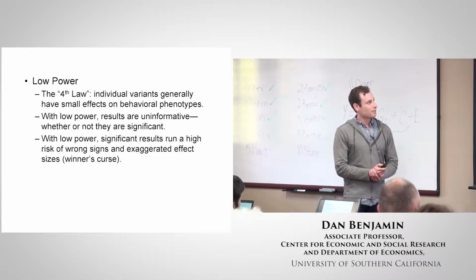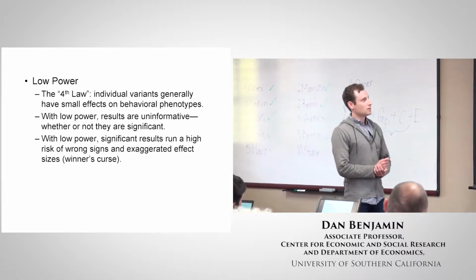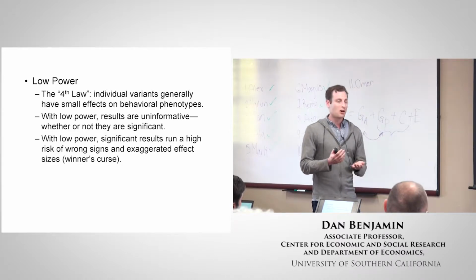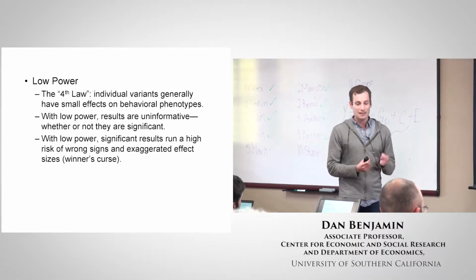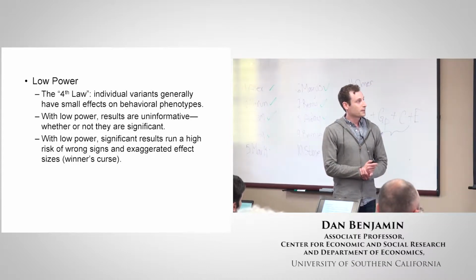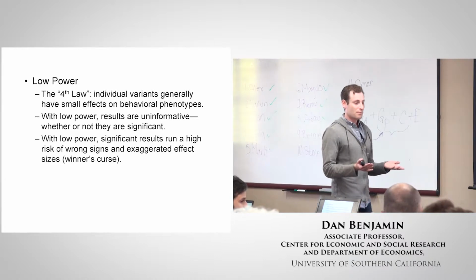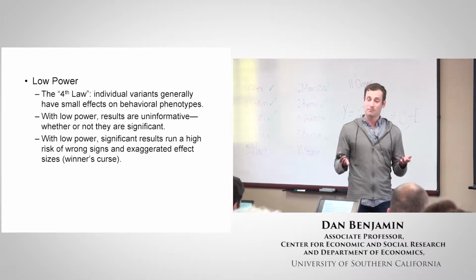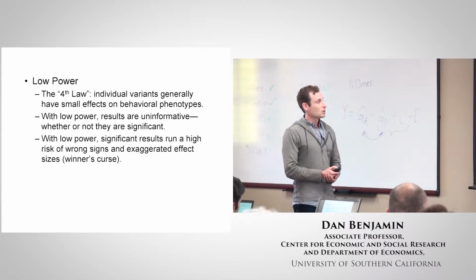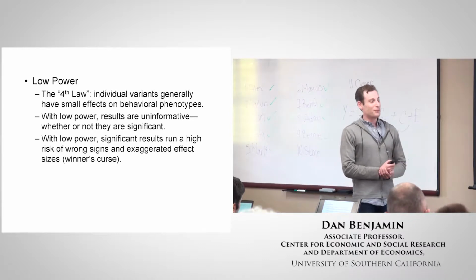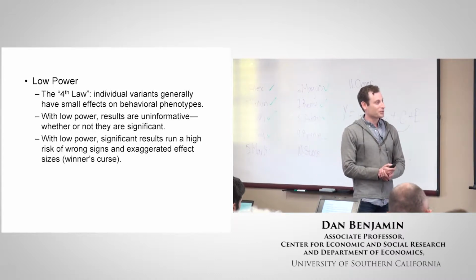And finally, low power, which in the context of finding individual SNPs comes ultimately from what we call the fourth law of behavior genetics, the fact that for most of these complex phenotypes that we're interested in, individual variants are going to each have very small effects. And the problem with low power is that it's not just that you're unlikely to find an association if it's really there, but also if you do find an association that's statistically significant, but you had low power, it doesn't tell you that there is an effect. So it really means that the results are uninformative no matter how they turn out, which, if you find an effect and you have low power, then the effect sizes are likely to be exaggerated. That's related to the winner's curse.